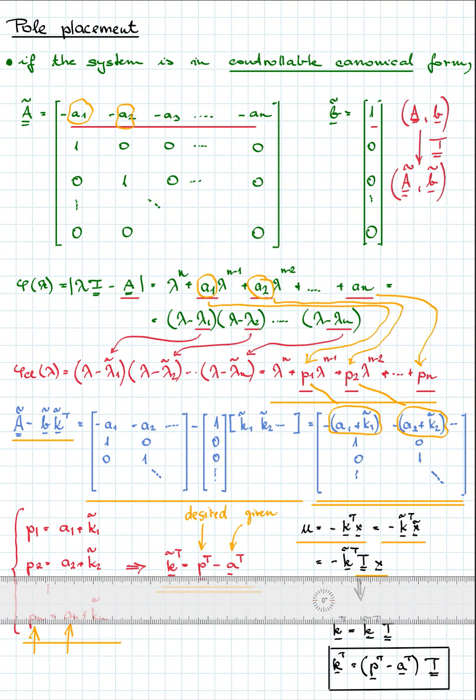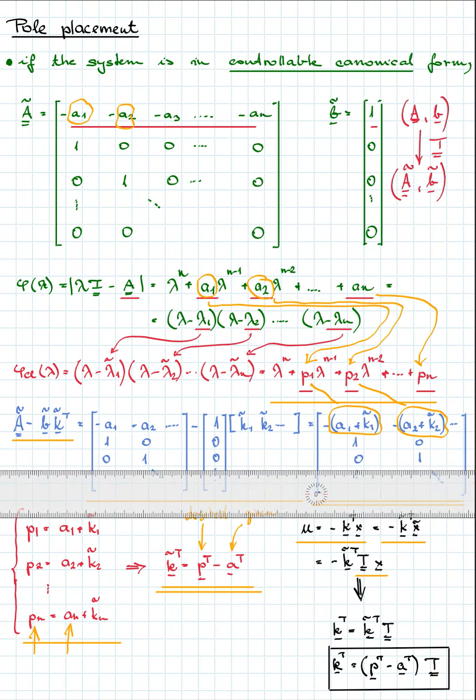And with this, we can go back to the original system, and this is what I put to here. So the K transpose is equal to K tilde transpose multiplied by the transformation matrix. And then I put this result back to here, and this is what we really need. So the K transpose is equal to P transpose minus A transpose multiplied by the transformation matrix.